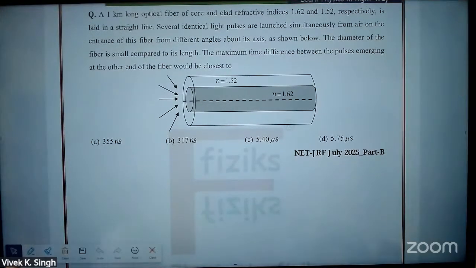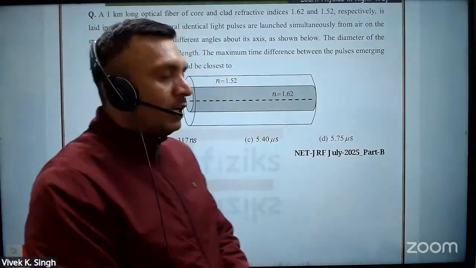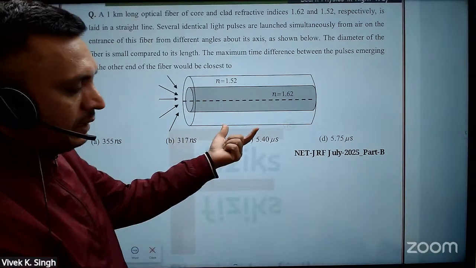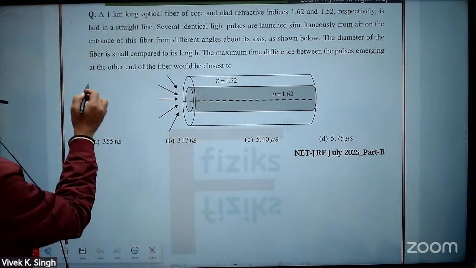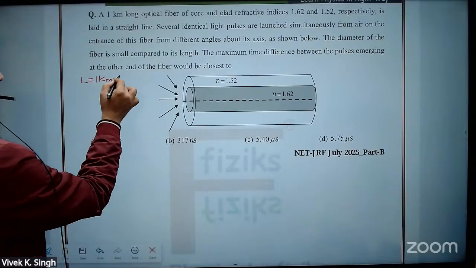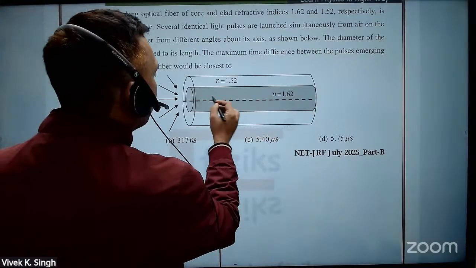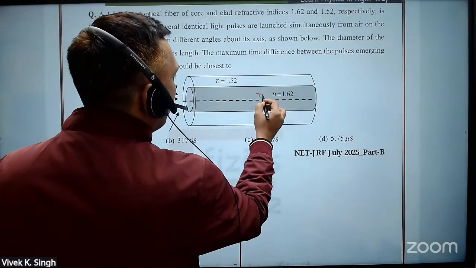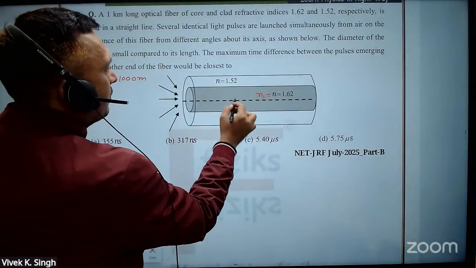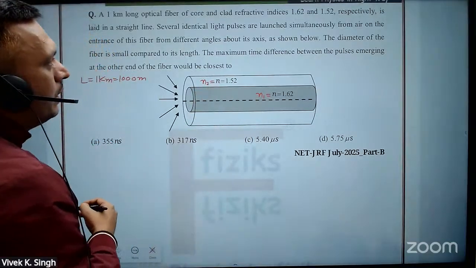So it's a case of an optical fiber. It's 1 kilometer long. Length L is given here. L is 1 kilometer, or that is 1000 meter. Core refractive index. This is the core region. So I'm taking n1 to be 1.62, and this is cladding. This region is core, and this region is cladding, with refractive index 1.52.